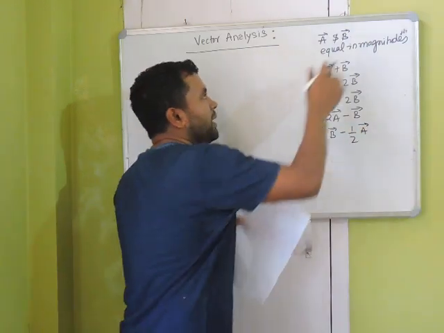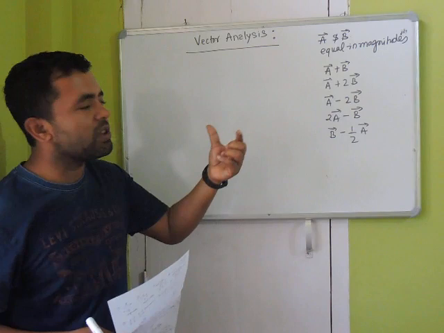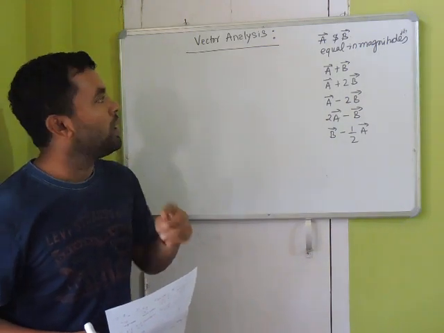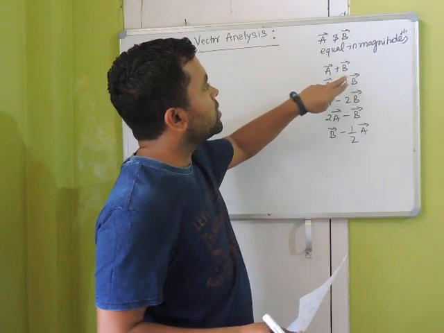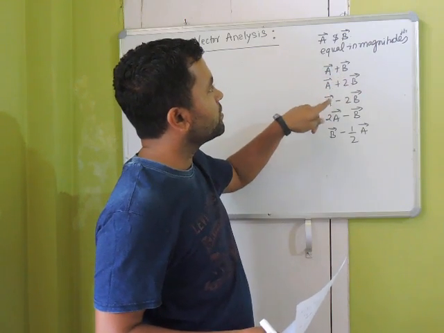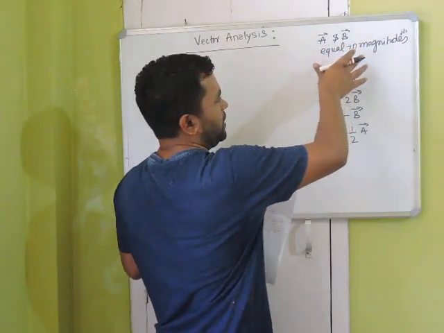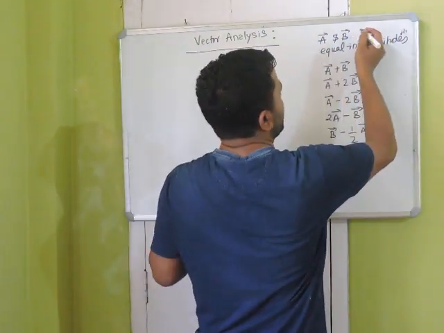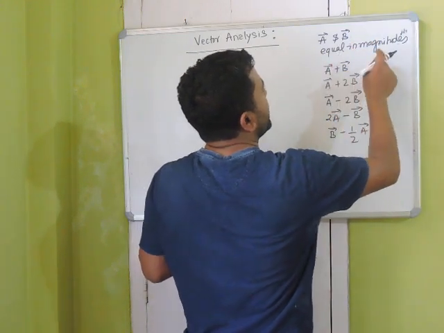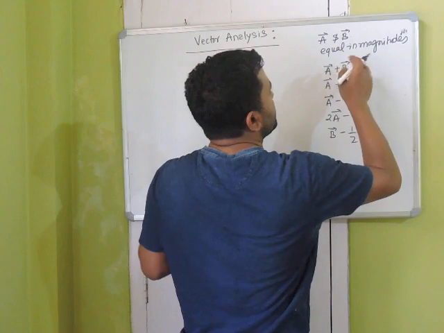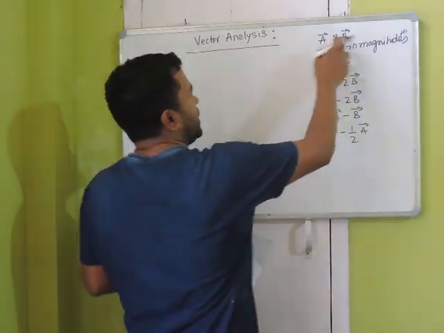Okay, so A and B are equal in magnitudes. Magnitude means the length of the vectors are the same. If A and B are equal in magnitudes, you have to show what is A plus B, and they are perpendicular to each other. Okay, A and B are equal in magnitude.